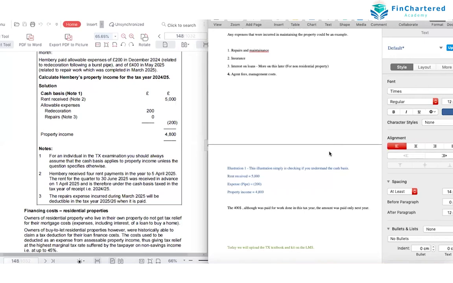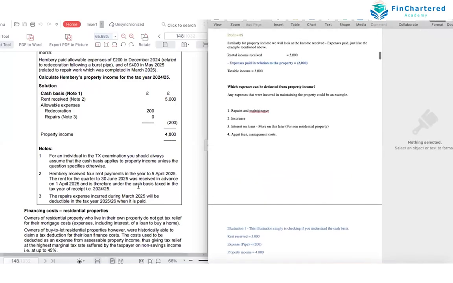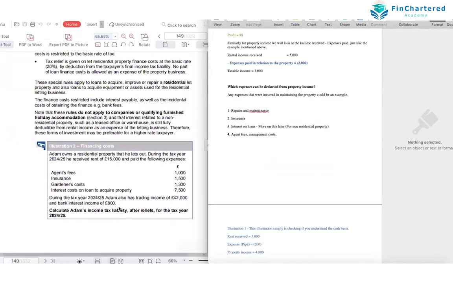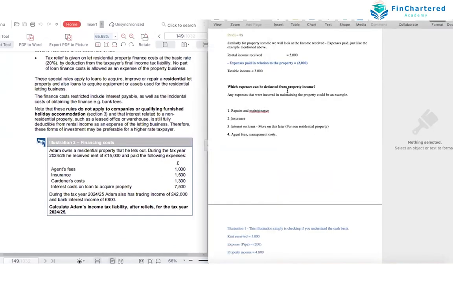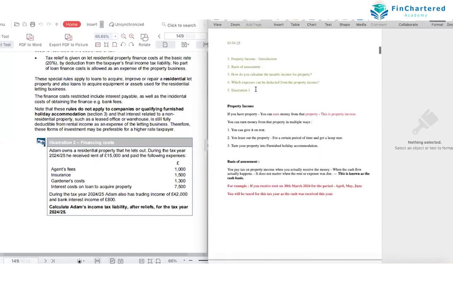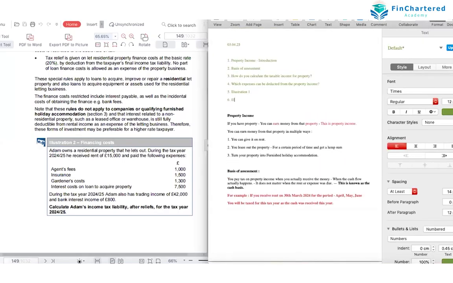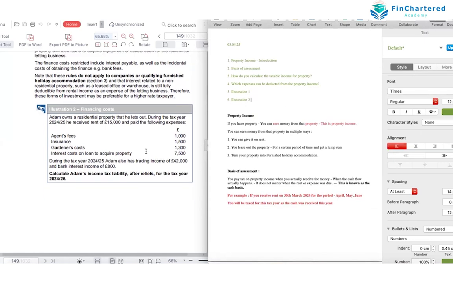Now, what is the next thing that we are going to look at? We're going to look at financing costs. Let me try to explain this with the help of illustration 2. What does this illustration say? Adam owns a residential property that he lets out. During the tax year 2024 2025, he received rent.